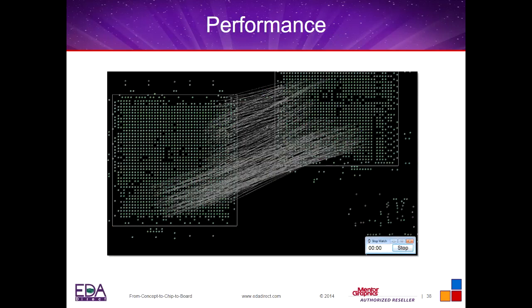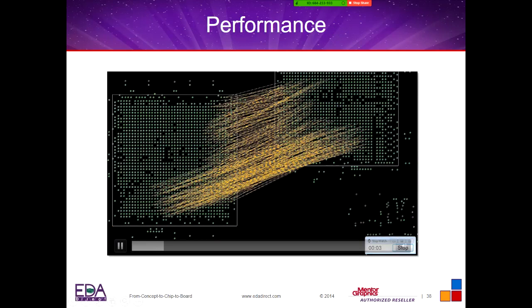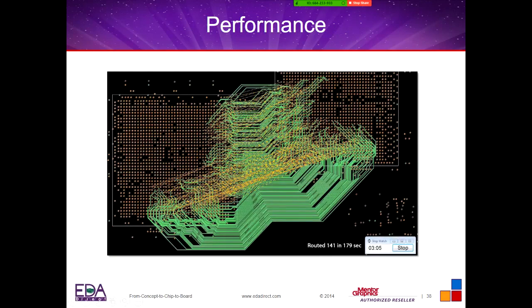Here's an example of two BGAs. I don't know if they're like 1,500 pin or 2,000 pin BGAs. They basically selected all those nets, and then they're going to just go ahead and route this. And you can see, in real time, how quickly it routes.